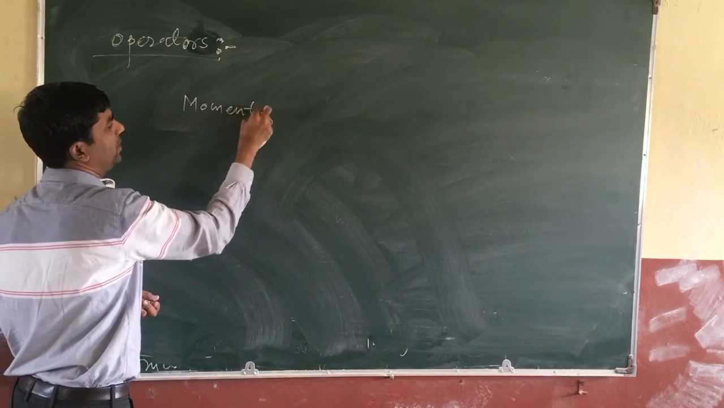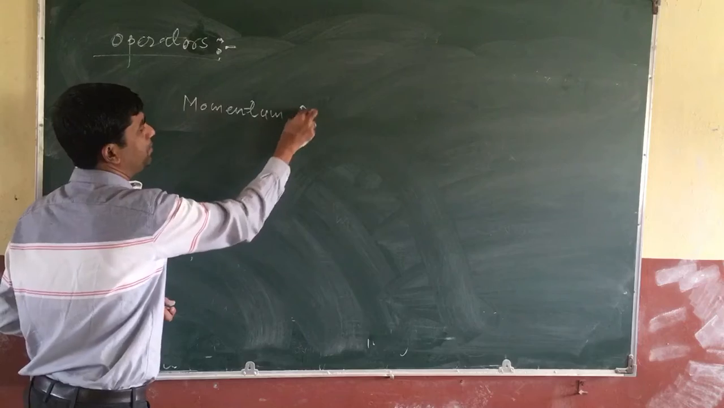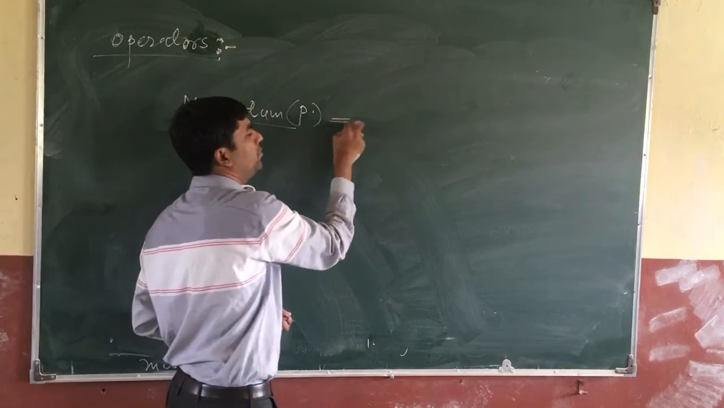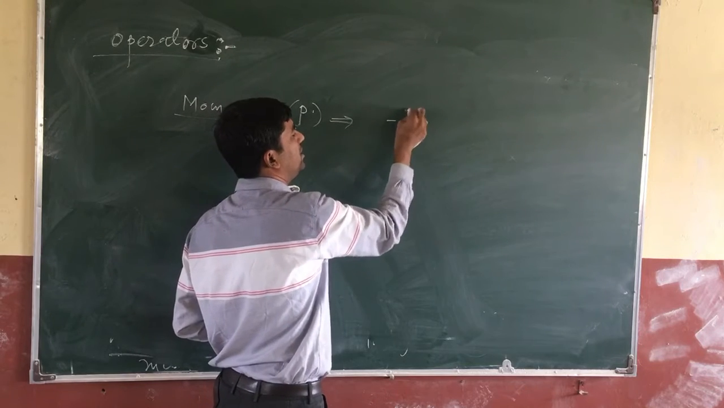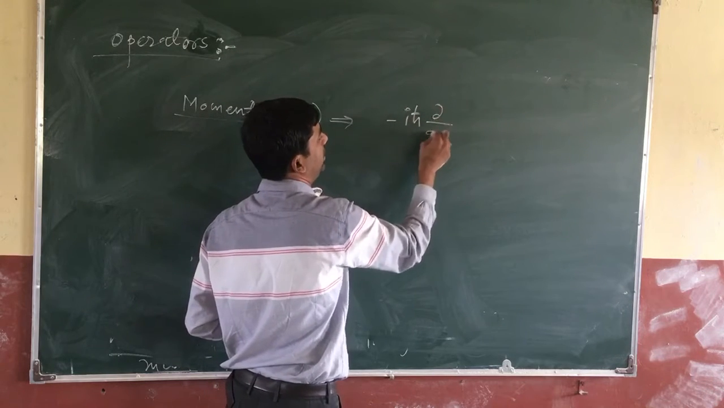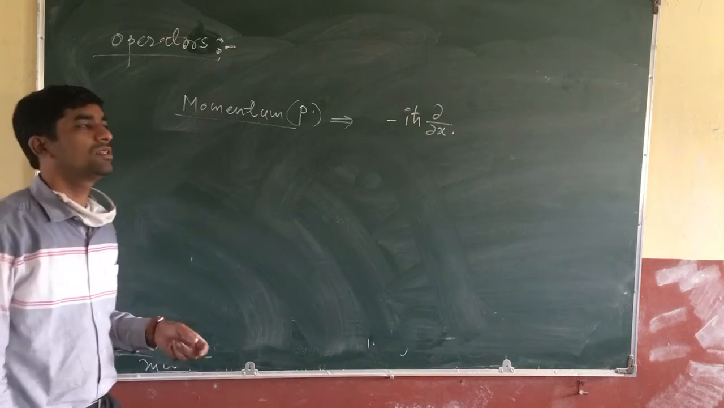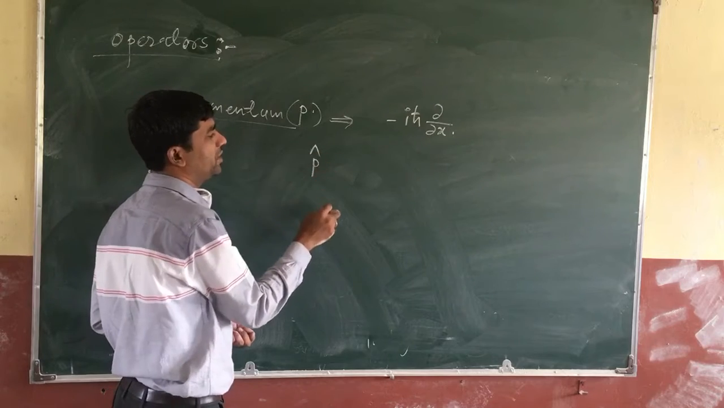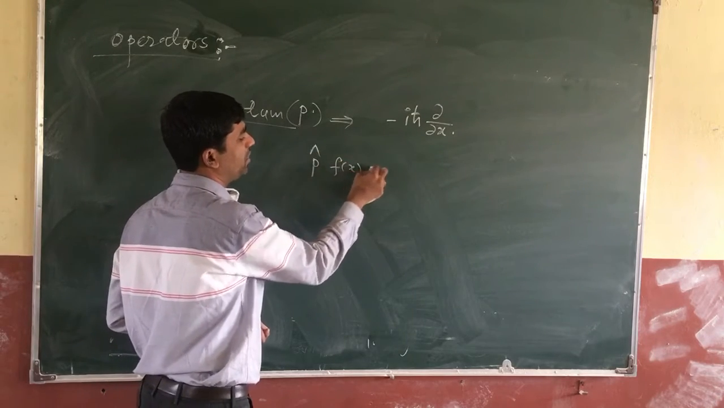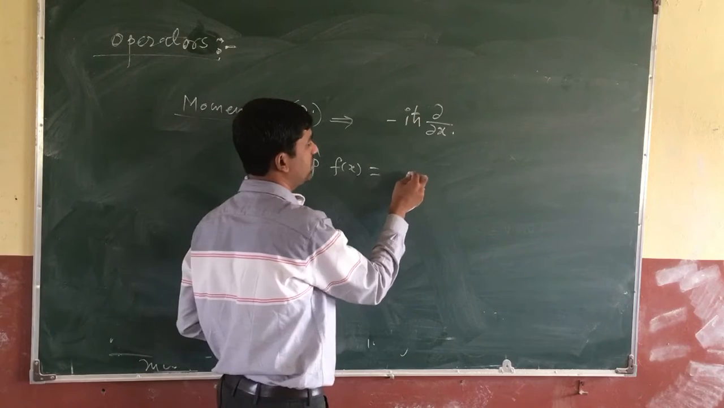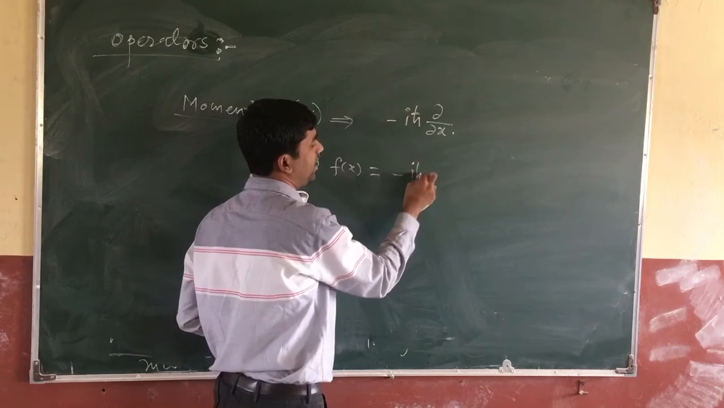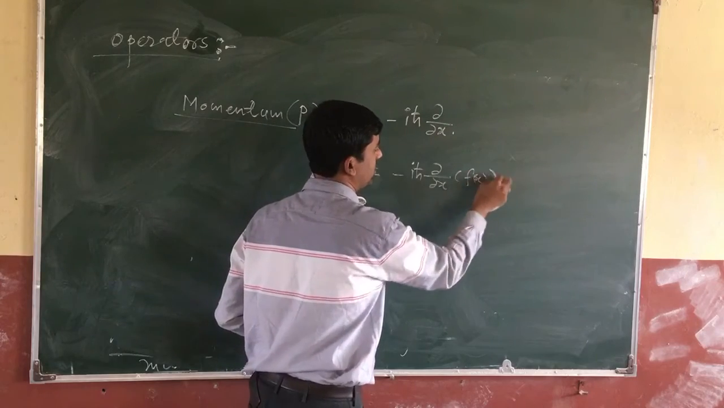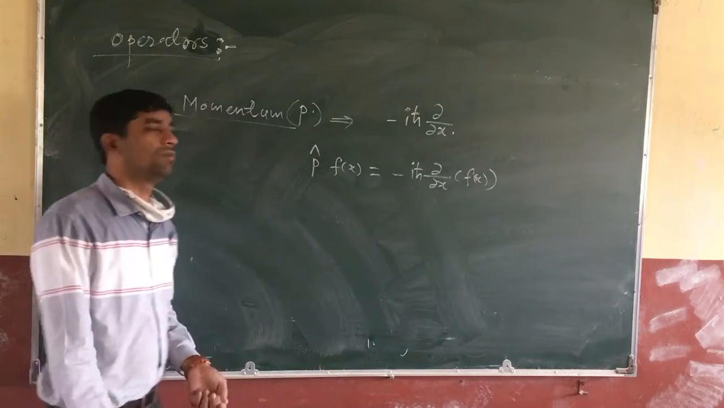Momentum is denoted by P. So what is the momentum operator? The momentum operator is given by minus i h cross dou by dou x. This is your momentum operator. That means if you operate the momentum operator on any function f of x, it will be minus i h cross dou by dou x into this f of x, operated on this function f of x.